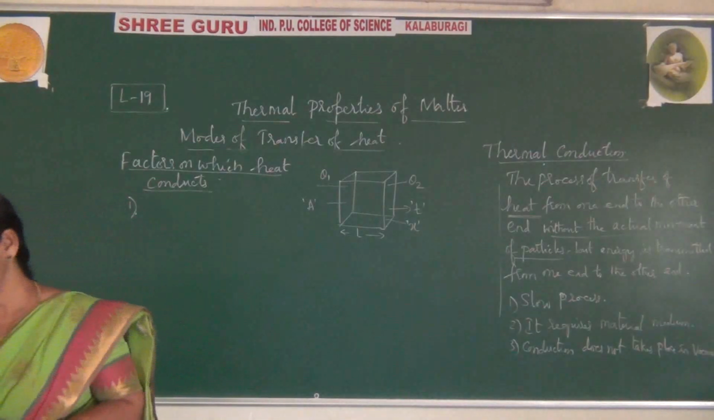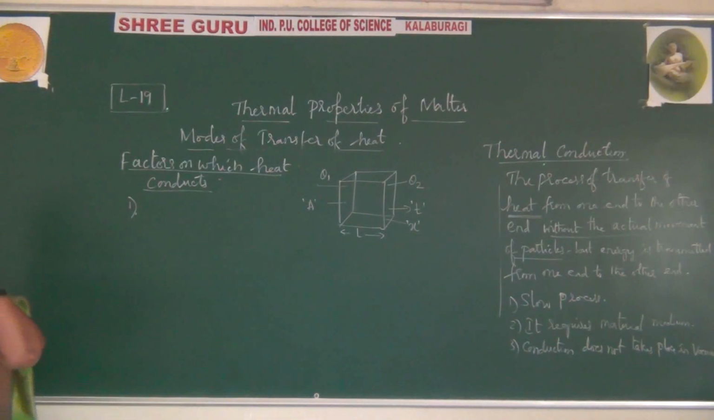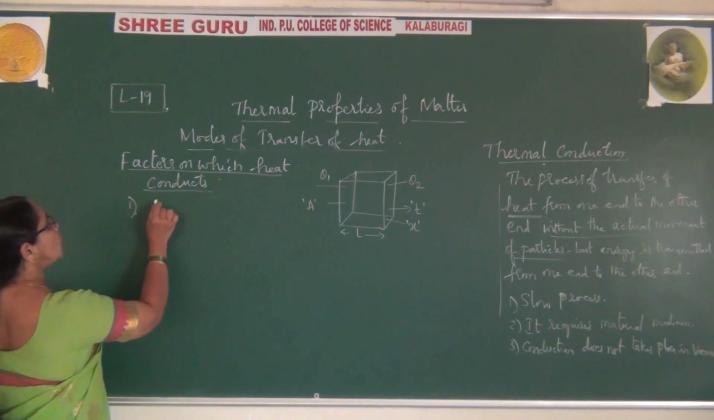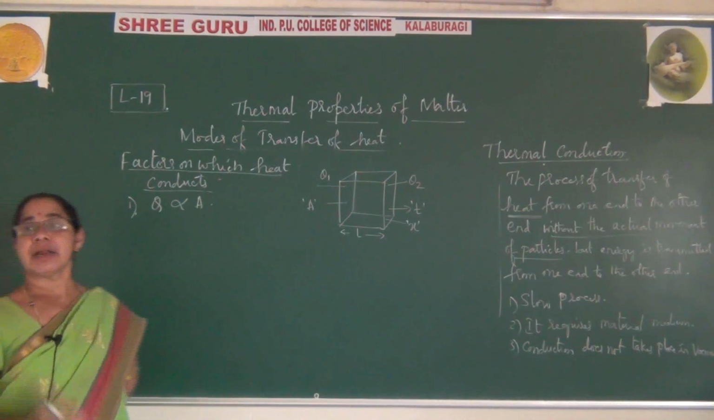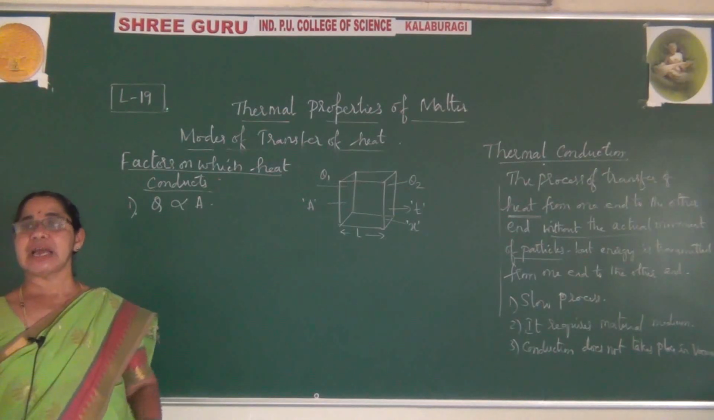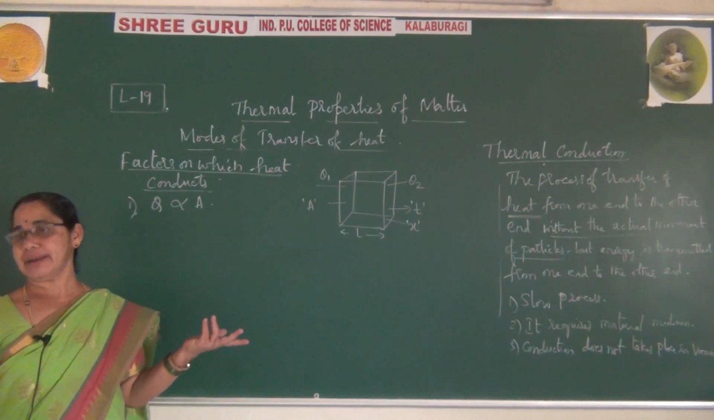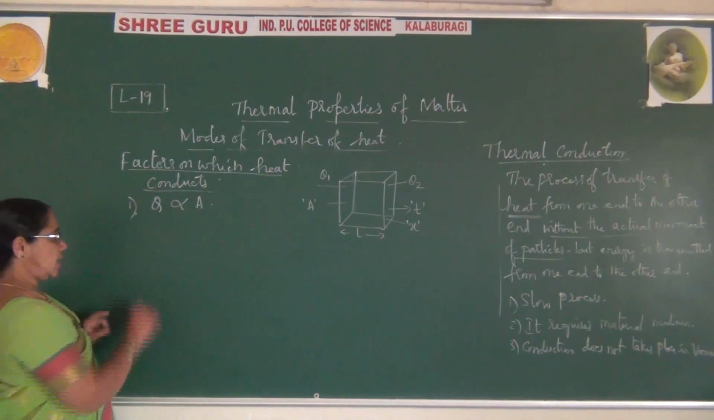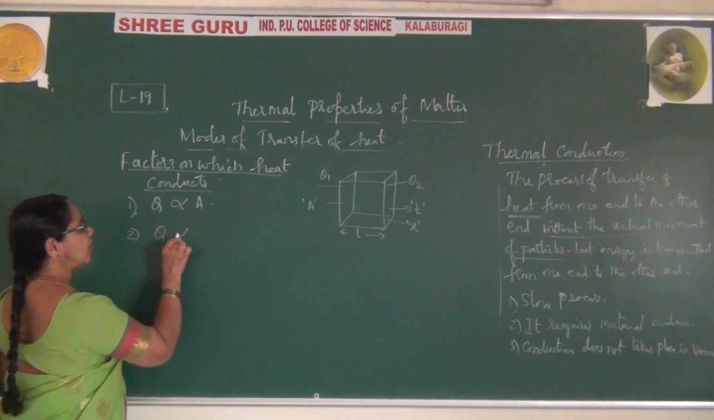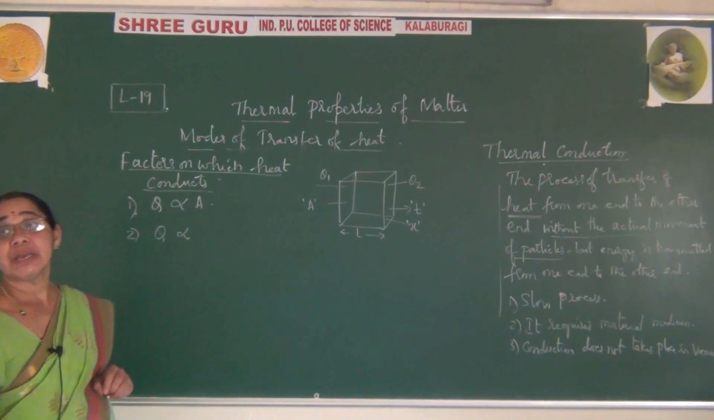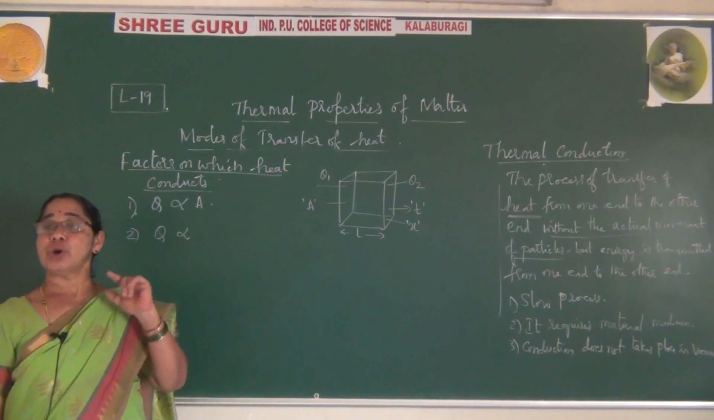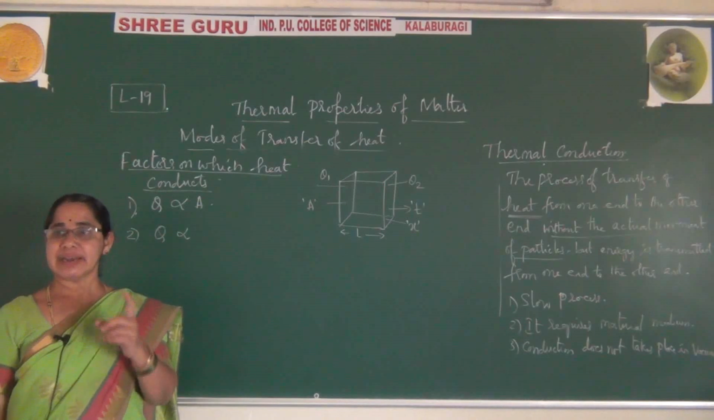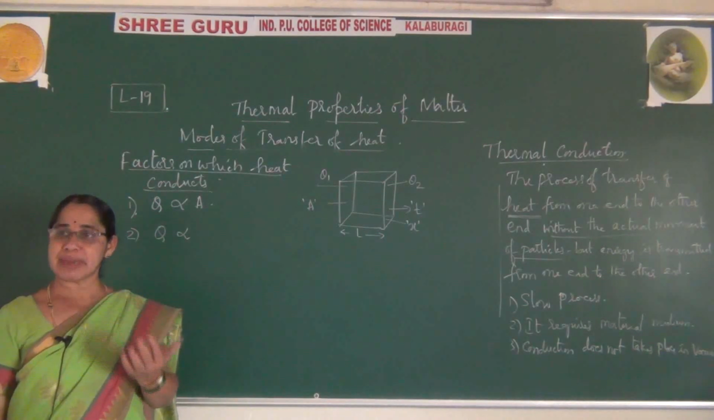And how does it depend? The quantity of heat is directly proportional to the area of cross section, A. Directly proportional: as area increases, quantity of heat also increases. Okay. Again, second point: the quantity of heat is directly proportional to the temperature difference. Already I said first phase, second phase. So if I represent temperature by theta 1 and theta 2, the difference means theta 1 minus theta 2.